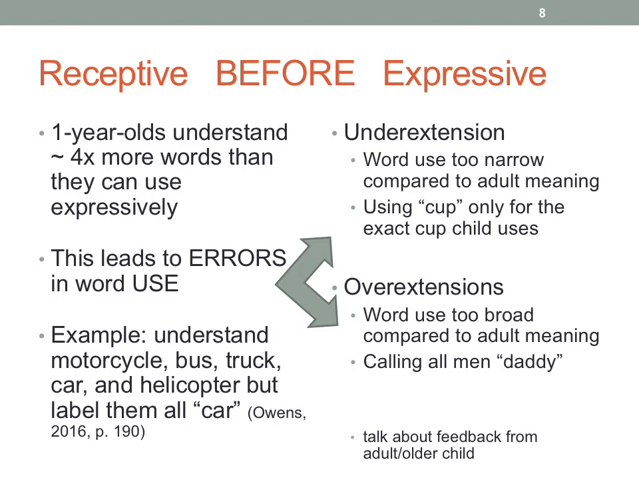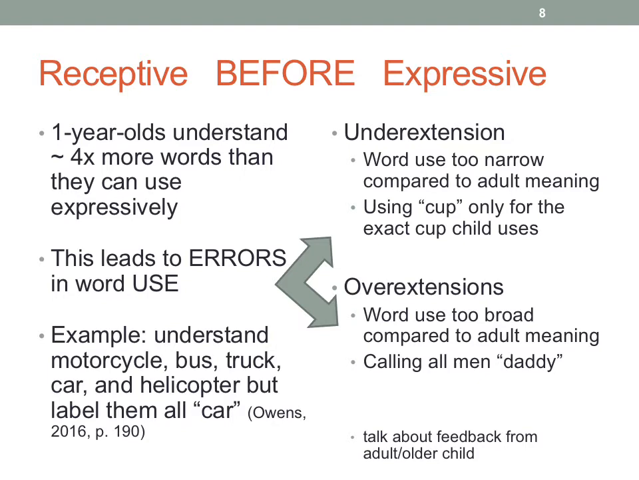Underextensions, on the other hand, are using a word too narrowly. So compared to the adult meaning, if they're using the word cup, but they only use it for the exact blue sippy cup that they use all the time, then they are exhibiting an underextension, a narrow understanding of the word.